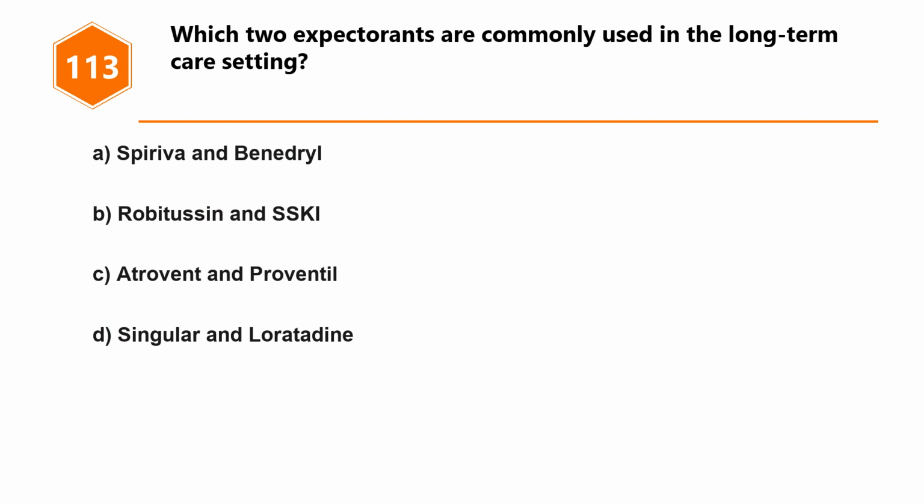Question 113. Which two expectorants are commonly used in the long-term care setting? Option A. Spiriva and Benadryl. Option B. Robitussin and SSKI. Option C. Atrovent and Proventil. Option D. Singulair and loratadine.